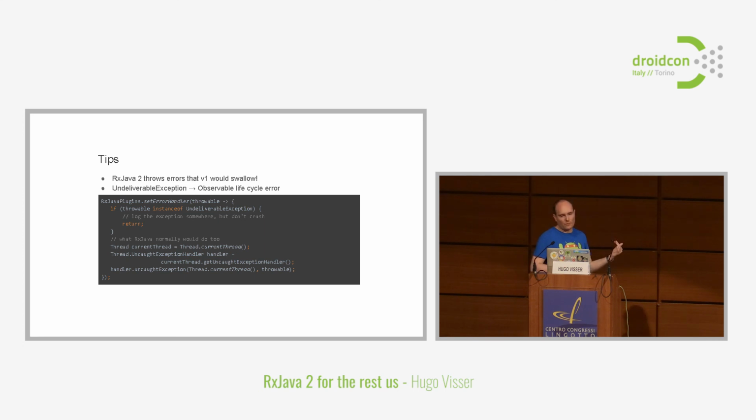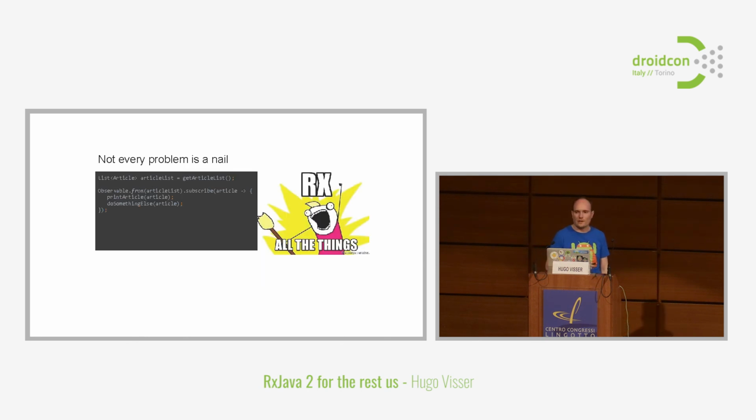RxJava 2 won't ignore it and will throw you an UndeliverableException, and in any case you can't catch this exception. So I recommend you end up doing something like this, where you catch this particular situation, and then if it's not an UndeliverableException, you just delegate to the normal handler. Yeah, so this thing I'll leave as an exercise for the reader.